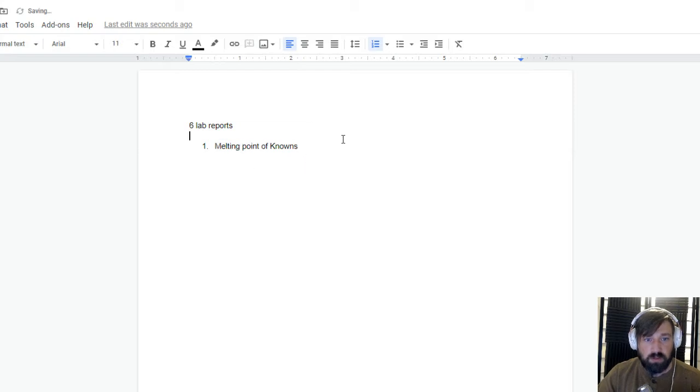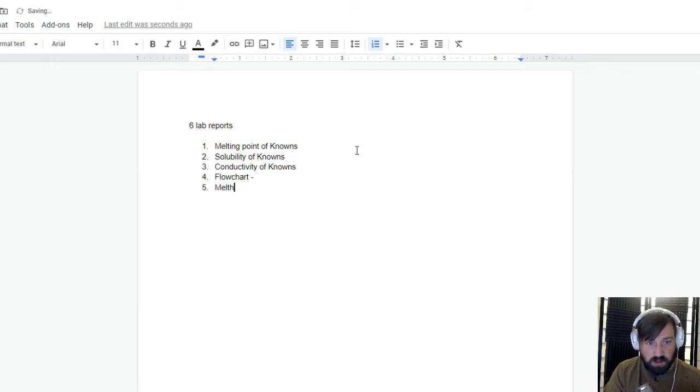Melting point of knowns. And then you're going to need another one for the solubility of knowns. Another one for the conductivity of knowns. Then you'll need a flowchart. And then I'll talk about the flowchart in a little bit.